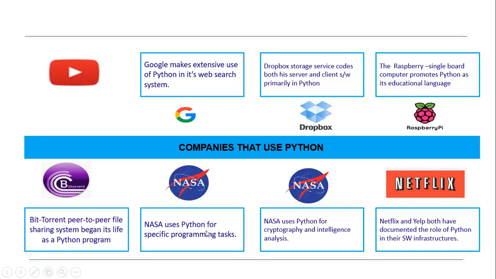NASA uses Python for specific programming tasks. NASA uses Python for cryptography as well as intelligence analysis. Netflix also is using Python. So these are the companies using Python, because Python is the most trending and upcoming programming language.